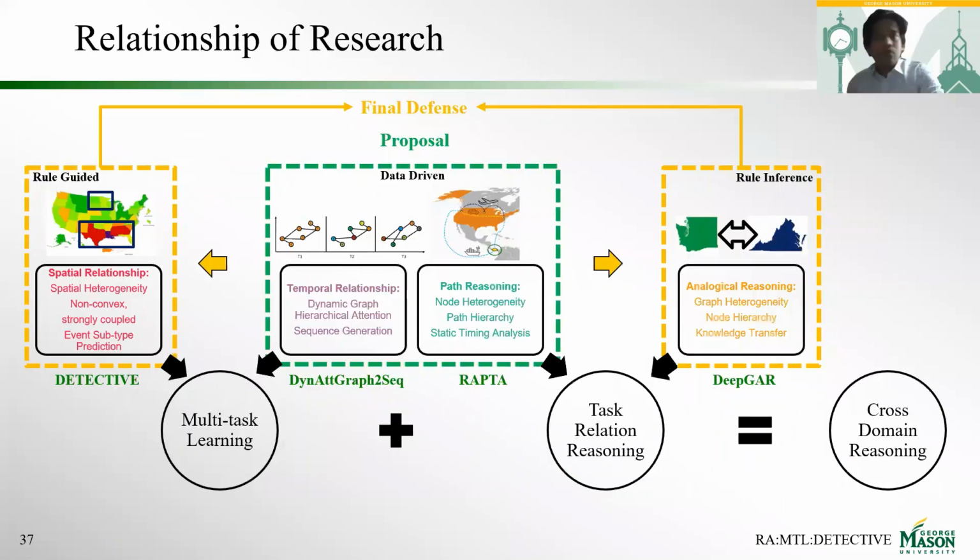So look here one more time. I picked one thing to explain from multitask learning. That is, I explained here, the spatial relationship, and it is one part of my cross-domain reasoning. Now, let's start with the second topic, that is task relation reasoning.